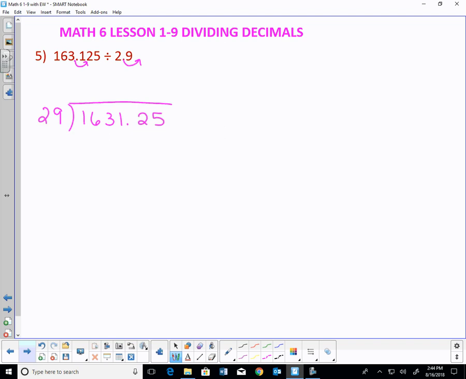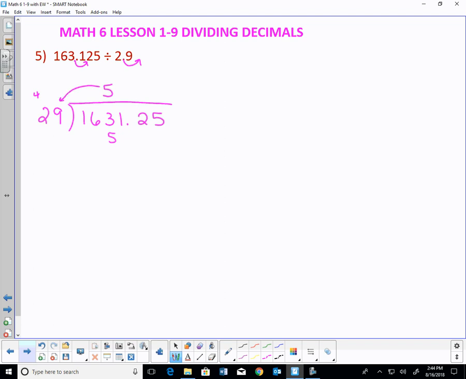Now I'm going to do my multiplication. I don't do my multiplication off to the side and start doing 29 times 1 and 29 times 2 and 29 times 3. I don't do that. I do mine by estimate. 5 times 9 is 45. Carry my 4. 5 times 2 is 10 plus 4 is 14.